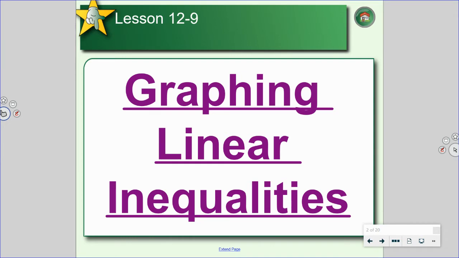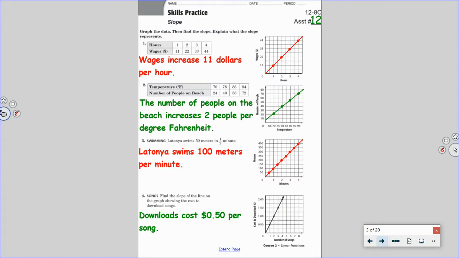Chapter 12, Lesson 9, Graphing Linear Inequalities. More on that in a moment. Go ahead and pause, check your work from the previous class day. Come on back when you're ready.